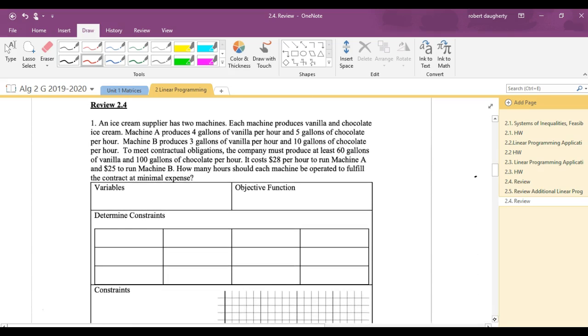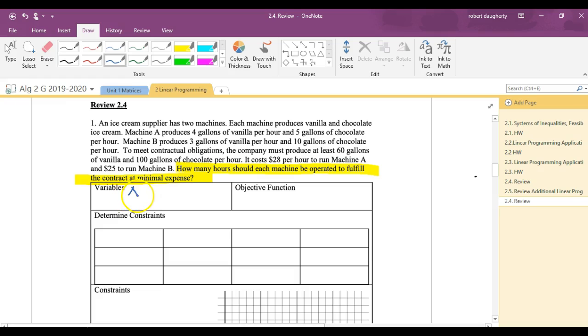This test will be sort of like this review. You'll have a couple of word problems. I look at this, the problem has a lot of words, it's really long. I can just go straight to the question. How many hours should each machine be operated? Then I look and say, well, each machine, how many machines are there? There's machine A and machine B.